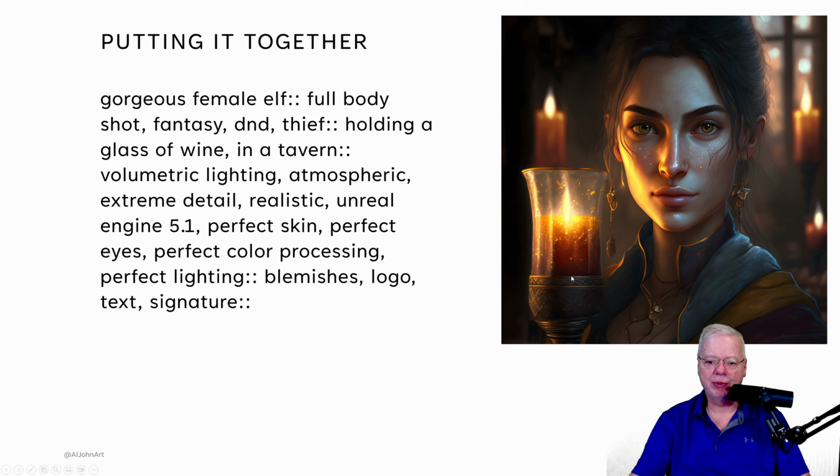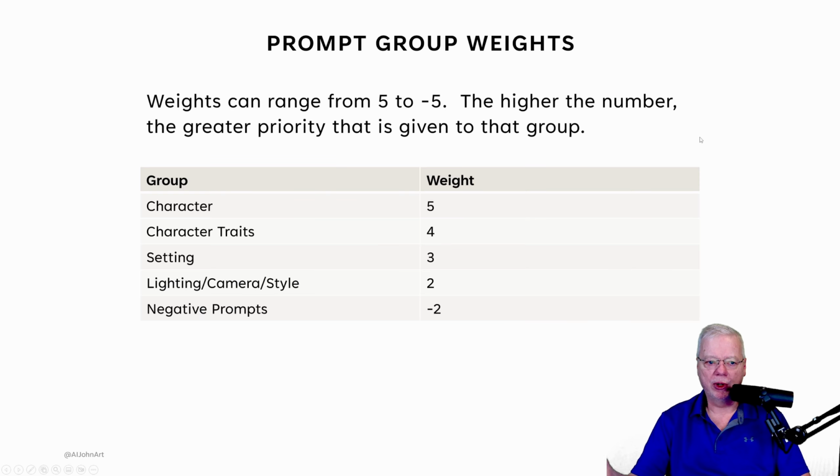And the way we're going to make this even better is we're going to add weights to these groups. Now, what is a weight? A weight is a number that shows the priority of that group to Midjourney. The higher the number, the more important it is. The lower the number, the less important it is. And if it's in the negatives, then it's something that you just don't want. So the range goes anywhere from 5 to -5.